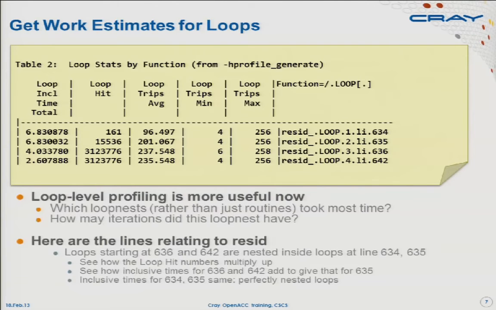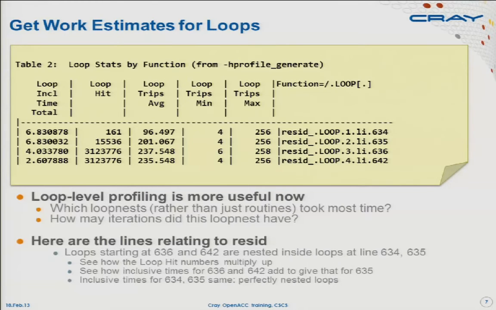You can compile with the Cray compiler with a special flag, and then when you profile, you can get a profile that's broken down by loops. Again, other tools may also give you this information; this is what CrayPAT shows you. So it's telling me in the resid kernel, there is a loop at line 634, and it was called 161 times. The number of loop trips per loop varied between 4 and 256. So this is a multi-grid code. It's doing coarse grids and fine grids, so it's not a surprise that we're seeing a variation in the trip counts.